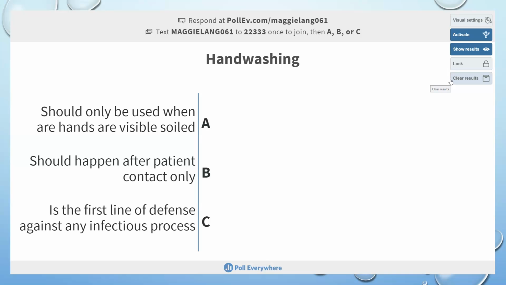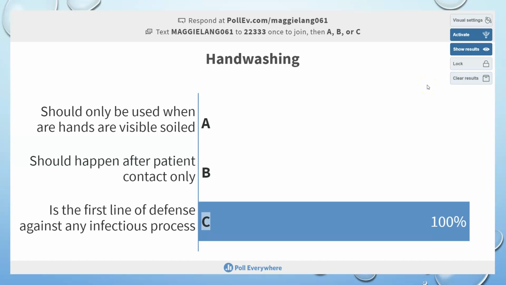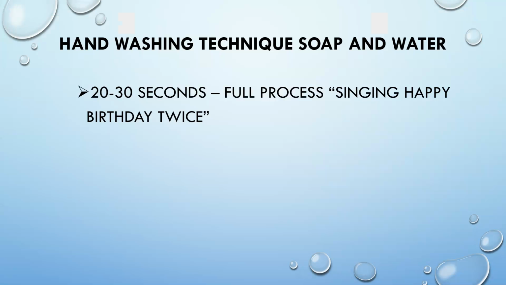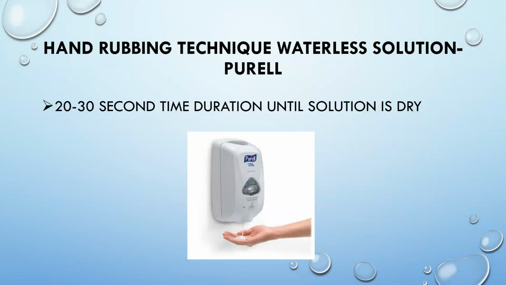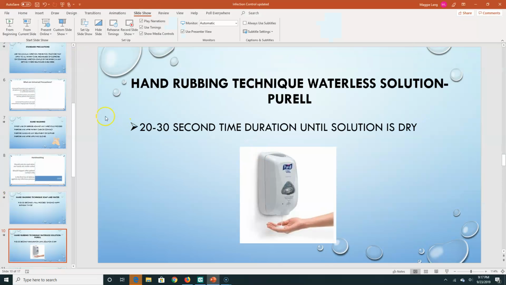So hand washing should only be used when hands are visibly soiled. B, happen after patient contact. Or C is the first line of defense. C, the first line of defense. So now we're going to try to make a question in Poll Everywhere. We all know that evidence-based practice says 20 to 30 seconds to wash your hands, singing happy birthday twice. Also using some Purell, 20 to 30 seconds until the solution is dry. So I'm going to show you how to create a question.